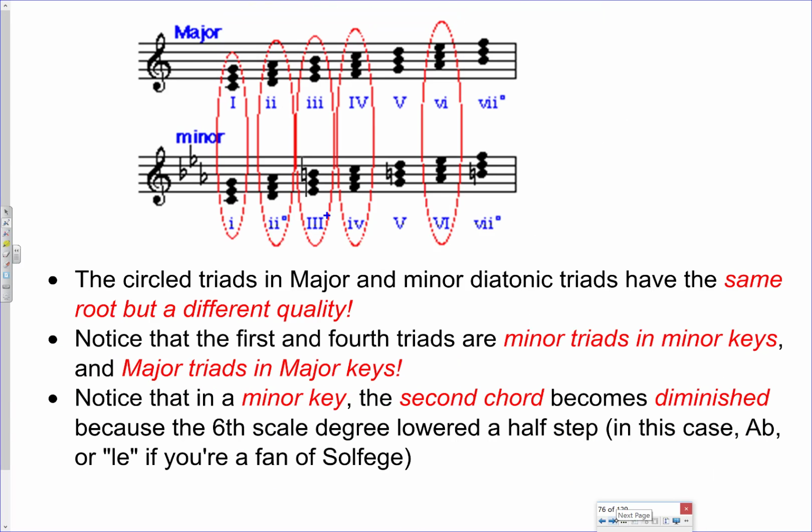Here is an example of C major and its parallel minor, C minor. Here we have circled 5 triads. The circled triads in major and minor that are diatonic triads have the same root but a different quality.